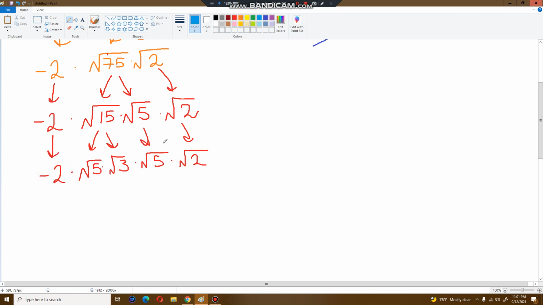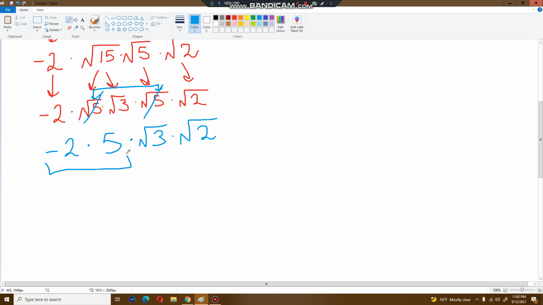Aha! Take a look, kids, what we can do over here. I know that square root of 5 multiplied by square root of 5 is just 5. So minus 2 multiplied by 5. This is taken care of. This is taken care of. Multiplied by square root of 3 multiplied by square root of 2. You see that, kids? And now we know that minus 2 multiplied by 5 is minus 10.